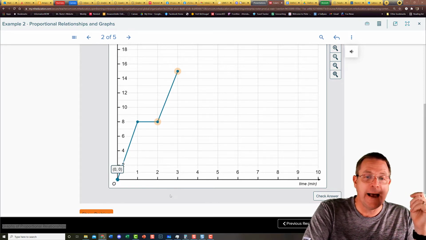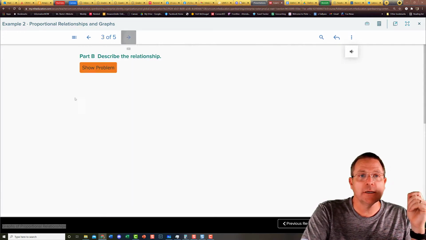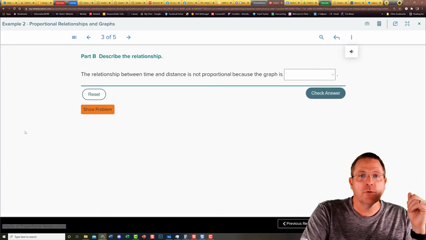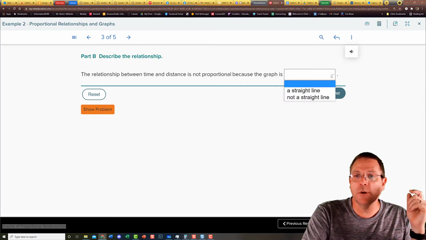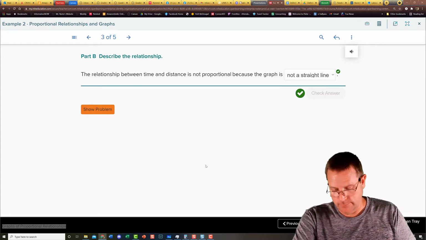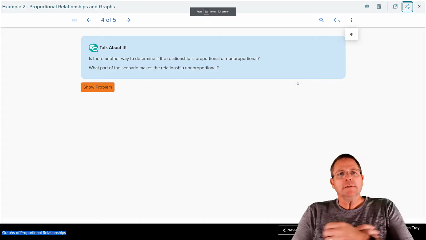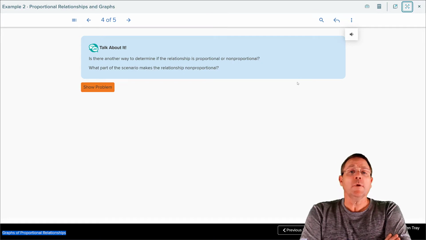But that is not a straight line, is it? It goes through the origin, but it is not a straight line. As a result, the relationship between the time and distance is not proportional because the graph is not a straight line. Check your answers.